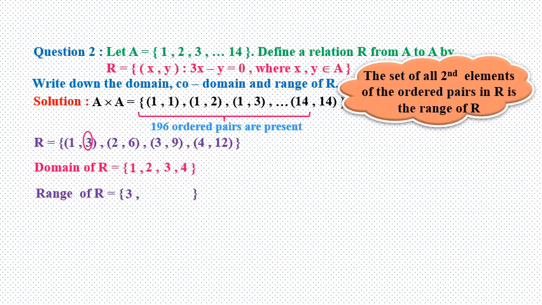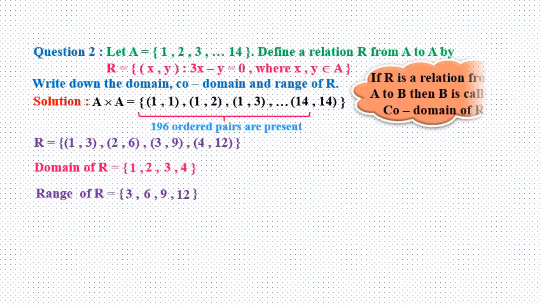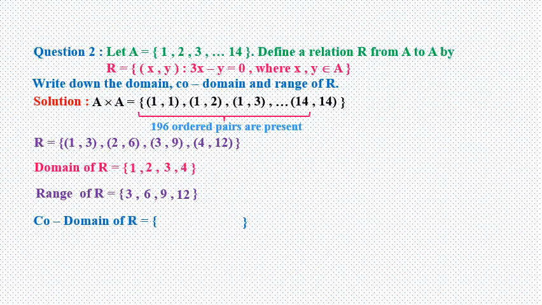Yes. Next we go for the range: 3, 6, 9, 12. Second elements. And what is the codomain here? The set of all elements 1 to 14. So 1 to 14 are all the codomain elements. Yes. Next we go for one more question.